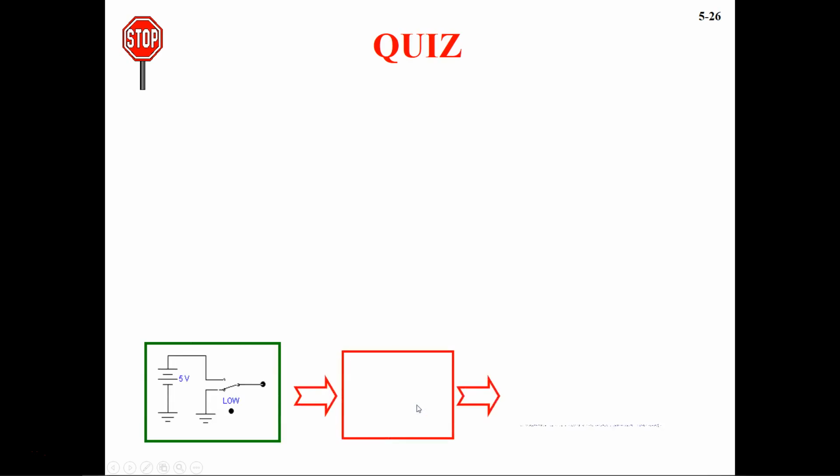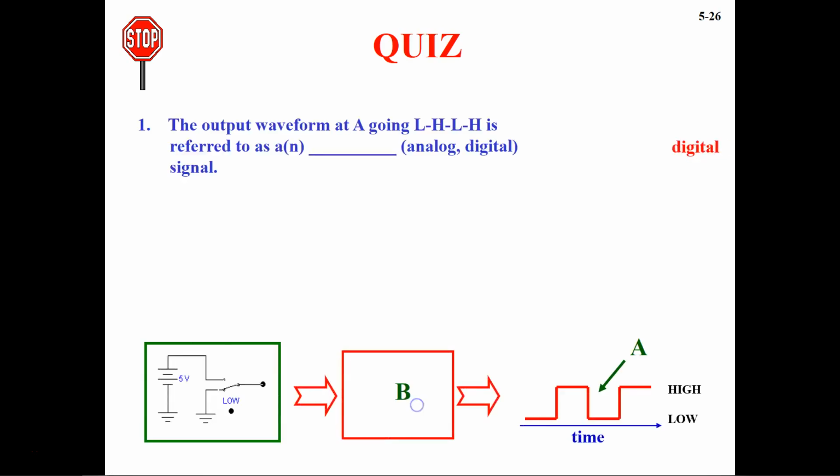Now let's see this quiz. It says the output waveform at A going low high is referred to as analog or digital. So this type of signal is your digital, which is a discrete signal. So you have only two levels, high and low.